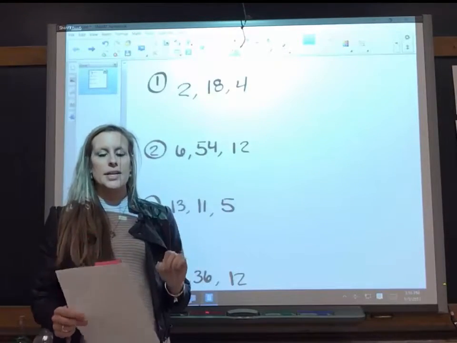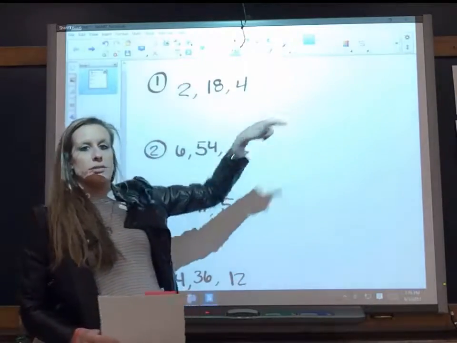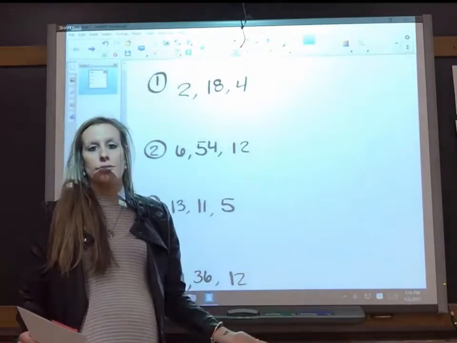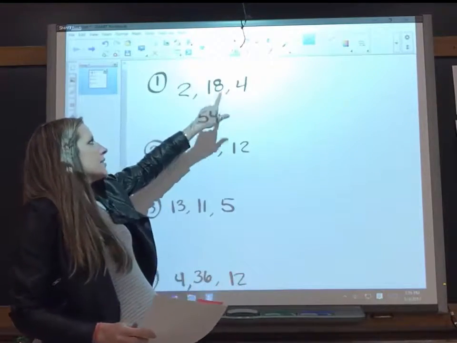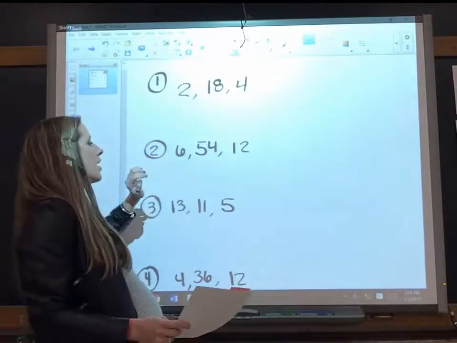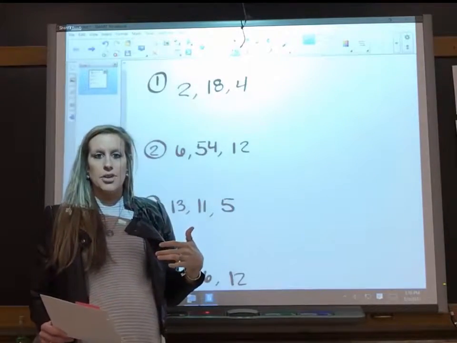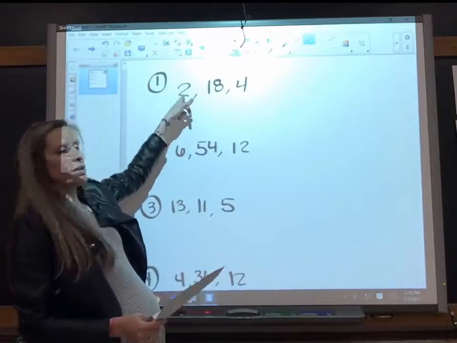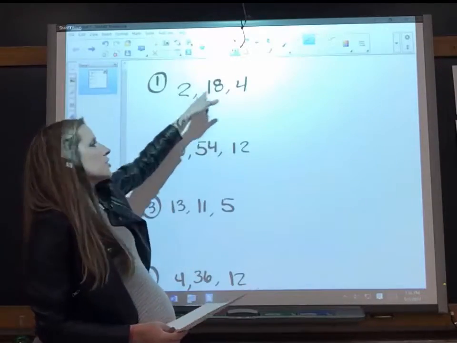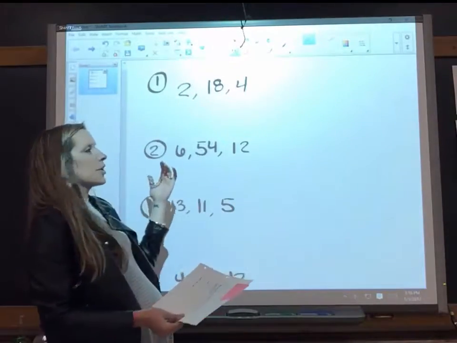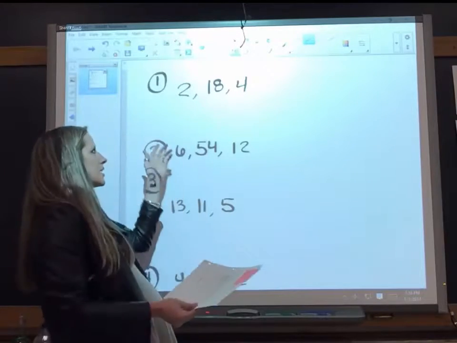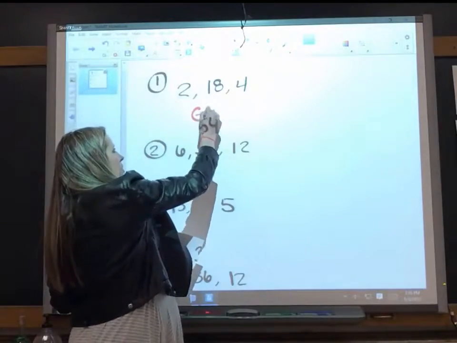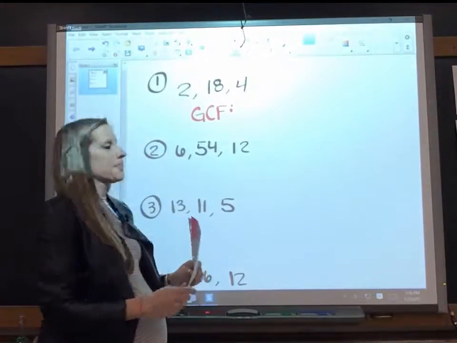You want to find the biggest number that'll go into all three numbers, or however many numbers there are. You want to find the biggest number that'll go into all of them. So 2, 18, and 4. I always start out with the smallest number and see if it goes into all three of them. So my smallest number is 2. Can 2 go into all three? We can't have a number bigger than 2 because it can't go into 2, if that makes sense. So, like I said, I always start out with the smallest and go from there.